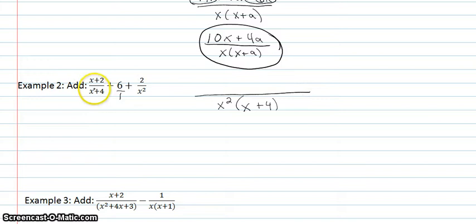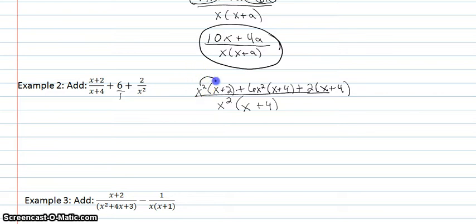So the x plus 2 had the x plus 4 but doesn't have the x squared, so I need to multiply that. So I'm going to have an x squared times my x plus 2. And the 6, well, it needs all of it. It needs the x squared and it needs the x plus 4. So I'll have 6 times x squared, and then in parentheses the x plus 4. And then the 2 had the x squared, but it didn't have the x plus 4. So I'll have a plus, it'll keep the same sign. 2 times x plus 4.